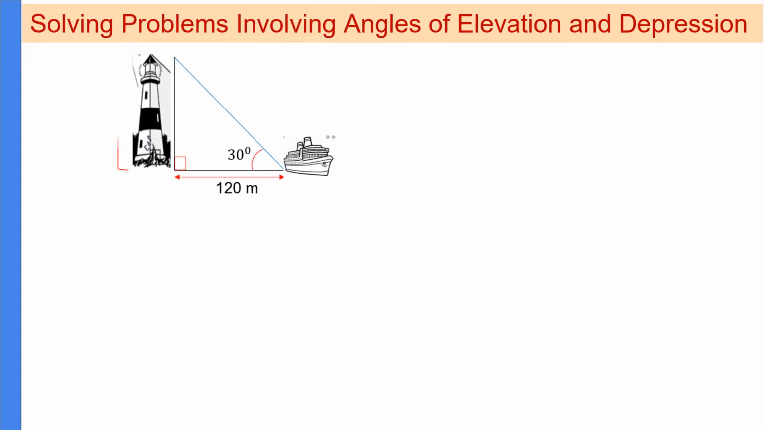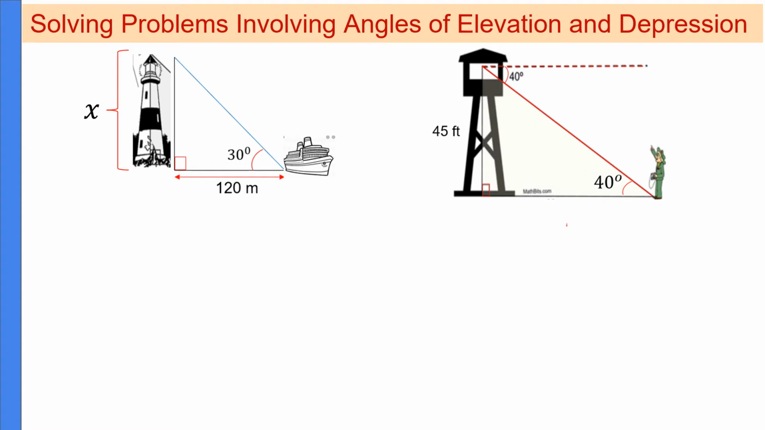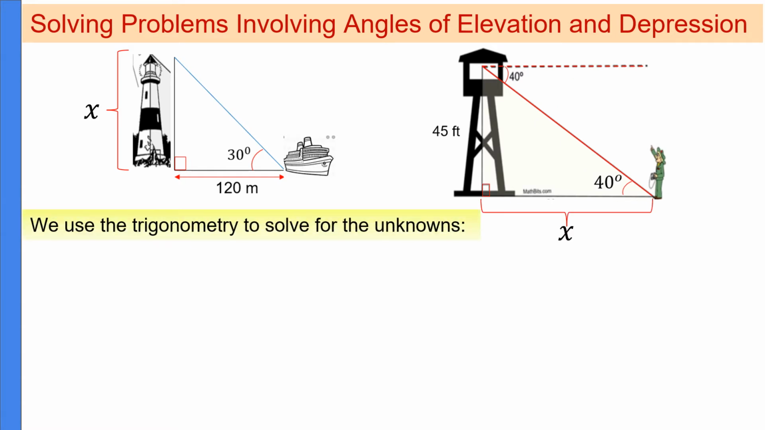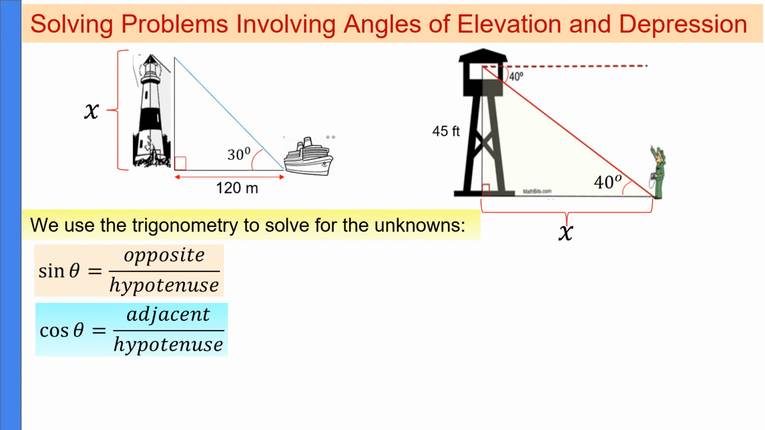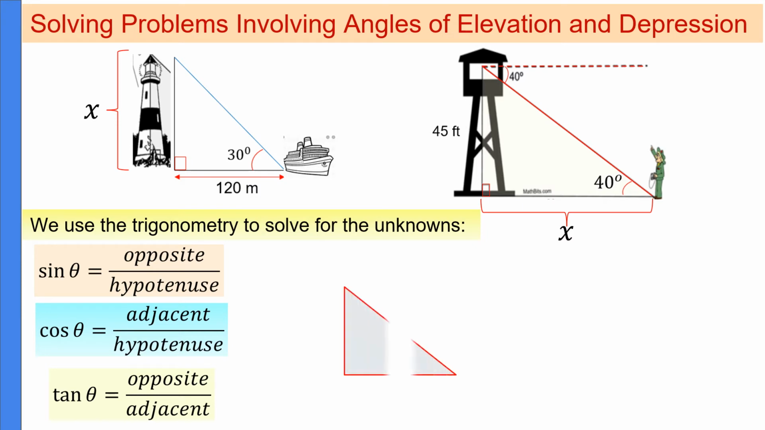Once we already illustrate the problem, we are now ready to solve. In order to solve for the unknowns, we are going to use trigonometry. And we have the SOH, the CAH, and the TOA. So we have sine theta is equal to opposite over hypotenuse, cosine theta is equal to adjacent over hypotenuse, and tangent theta is equal to opposite over adjacent.